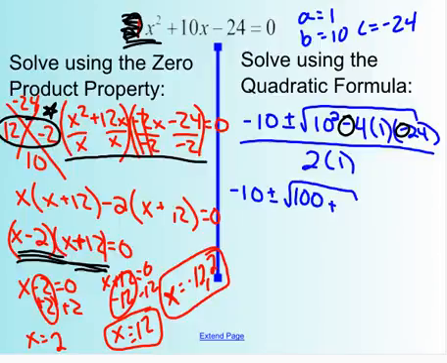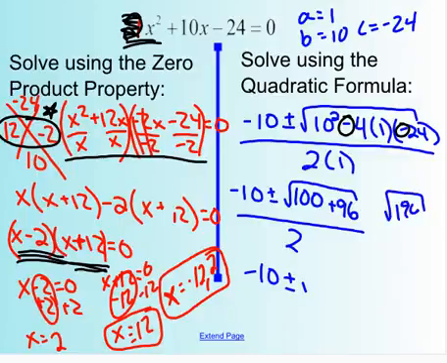So I figure out if it's minus or plus first, and then I would use my calculator, do 4 times 1 times 24. You get 96. All divided by 2. Well, since I'm good at math, negative 10 plus or minus the square root of 196. So the square root of 196 is going to equal 14.